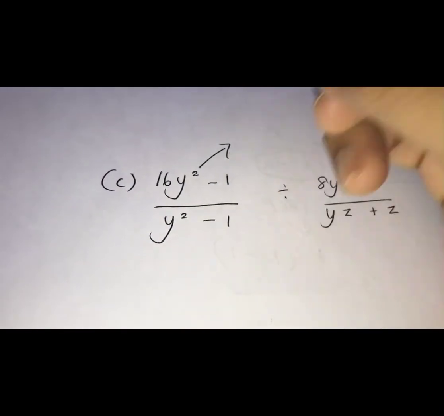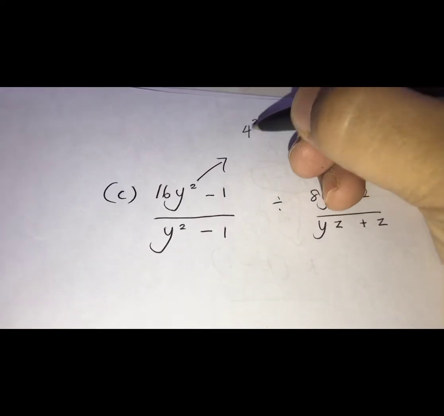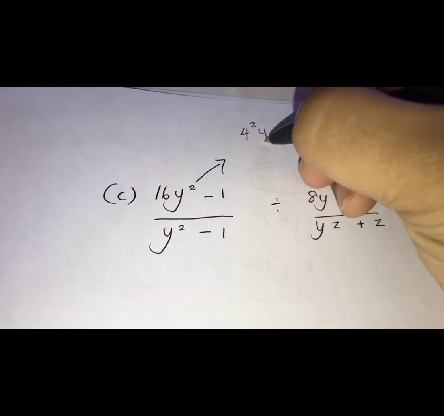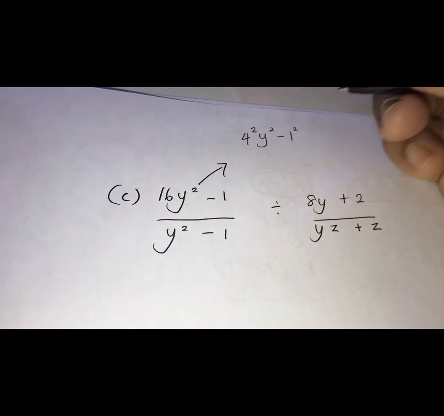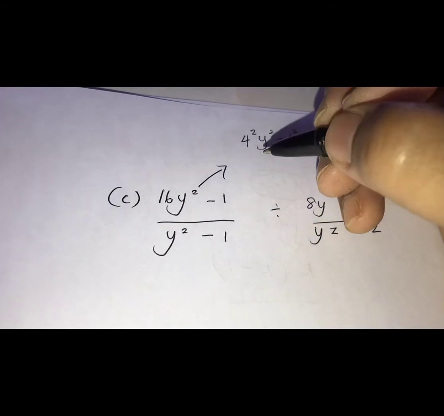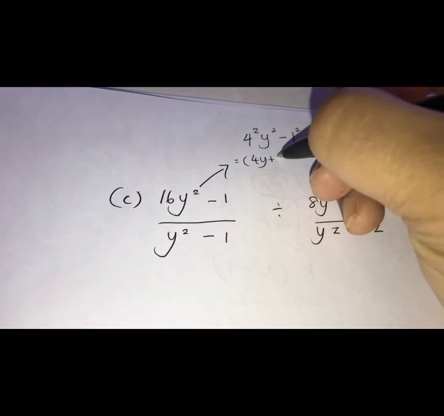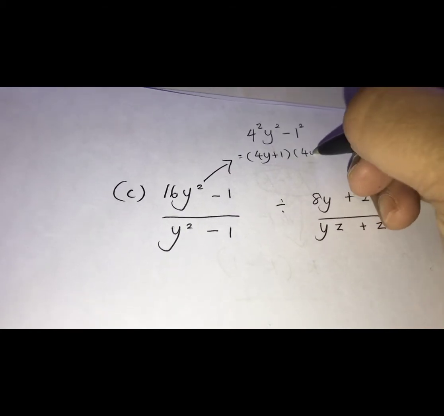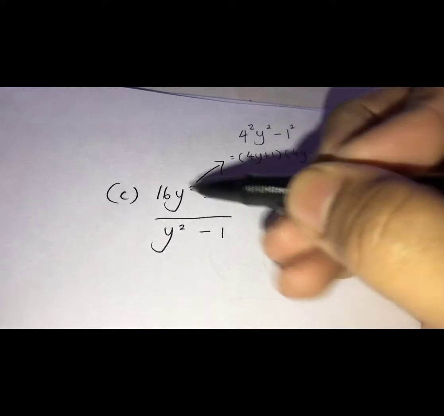Factorize: 16 equals 4 square. Copy back y square minus 1, 1 is always a perfect square. So you can write it in the form of (4y plus 1)(4y minus 1). Finish factorizing this one.